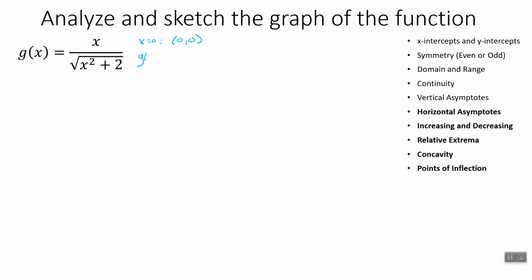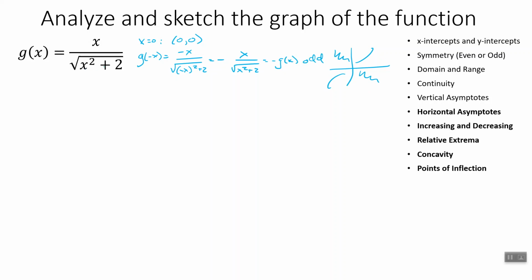Symmetry: if we plug in a negative number for x, we're going to get negative x over the square root of negative x squared plus 2. Or in other words, we're getting negative x over the square root of x squared plus 2, which is negative g of x. So that means it's an odd function. And that means the first quadrant and the third quadrant will match. The second quadrant and the fourth quadrant will match.